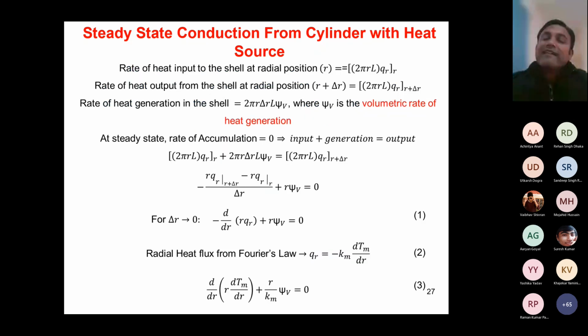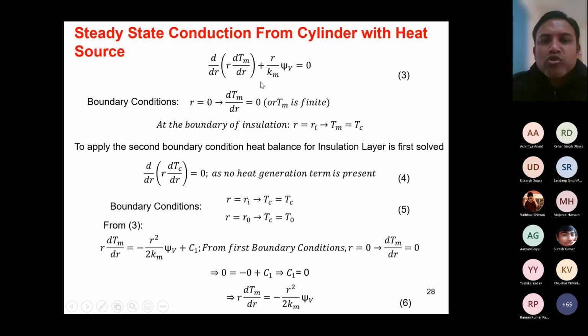Okay, so as I said, to solve this problem, we need to make a shell balance not only in the metal wire, but also in the insulation. Now this equation number 3 is a shell balance for the metal wire, and the boundary conditions we have assumed here are dTm by dr equals 0 at r equals 0, and at the boundary of the insulation the radius will be Ri. So the temperature there is going to be Tc, but this Tc is unknown so far.